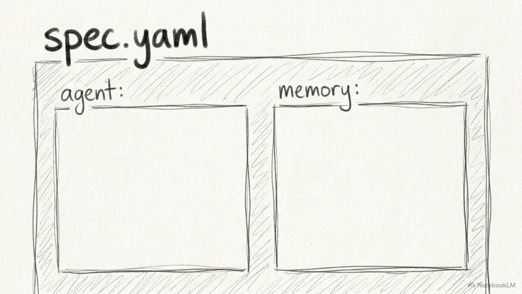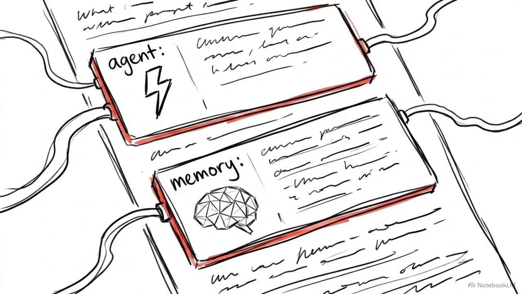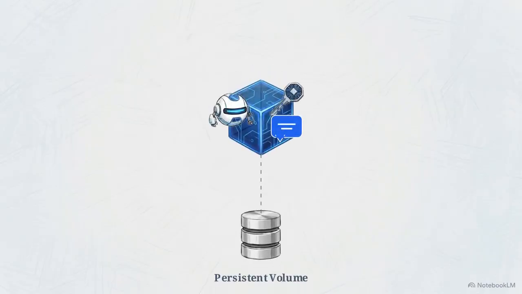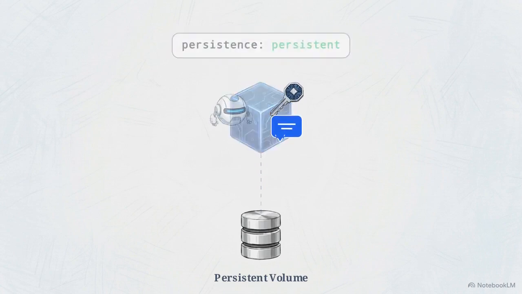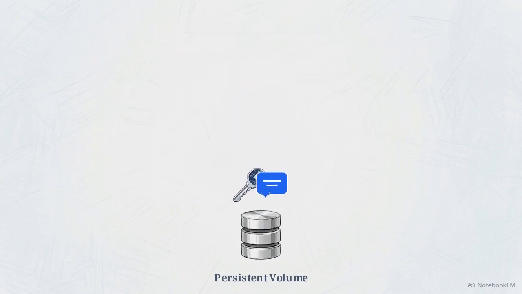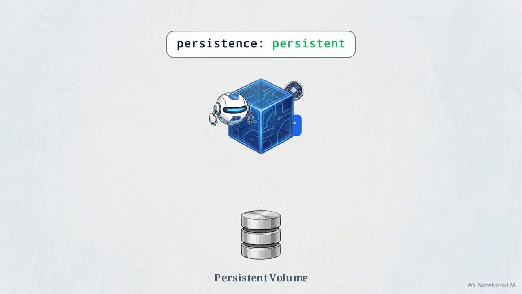Below the image definition, add the agent and memory block structures. These sections define how the AMP agent launches and what initial context it receives. Inside the agent block, set persistence to persistent. Without this setting, AMP drops its authentication tokens and chat history every single time the sandbox restarts.